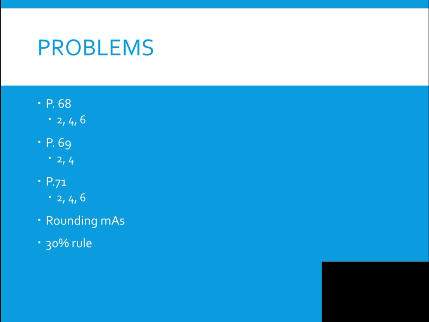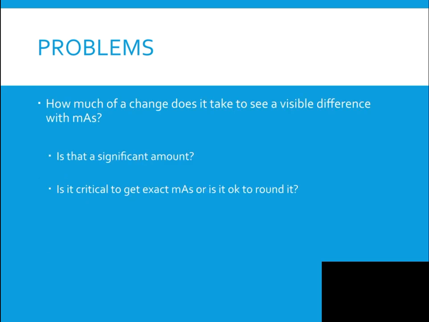So there are some problems in your textbook that I kind of directed you towards. Rounding mass, really on the quizzes, if you get close, if I can tell what you've done, then chances are I'm going to give you credit for it. So I'm not going to be a real stickler on rounding. So again, how much of a change does it take to see a visible difference with mass? That's going to be your 30%.